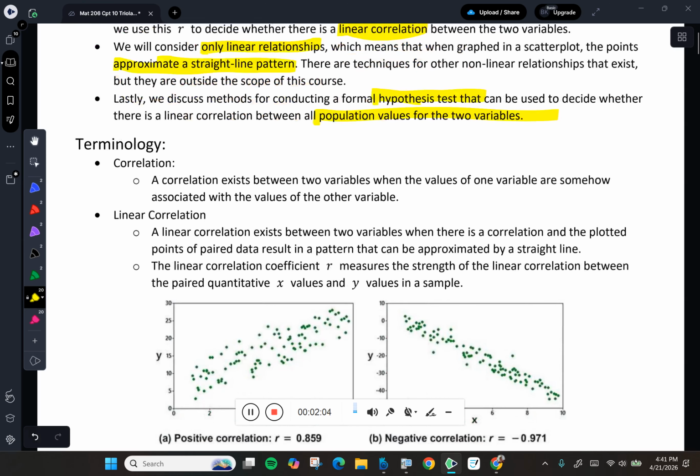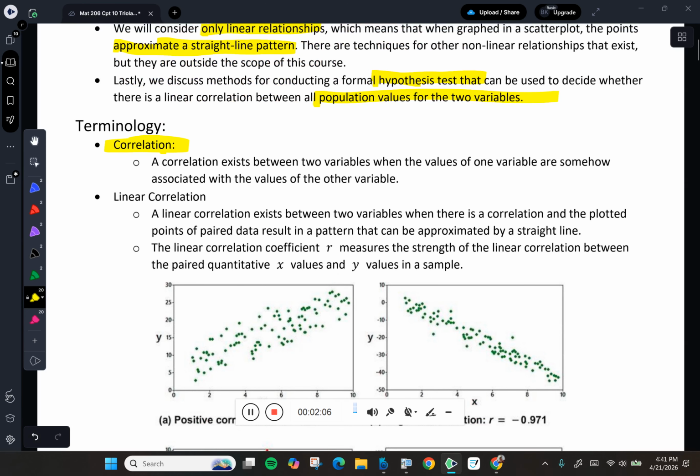Okay. So with terminology, correlation. Correlation exists between two variables when the values of one variable are somehow associated with the values of the other variable. Okay. When there exists a predictive relationship, that by knowing one, we can predict reasonably the value of the other. Right? That's correlation in general. Specifically, when we tack on that modifier linear, as in a linear correlation, we are saying that what exists between the two variables, when there is that correlation, is a line.